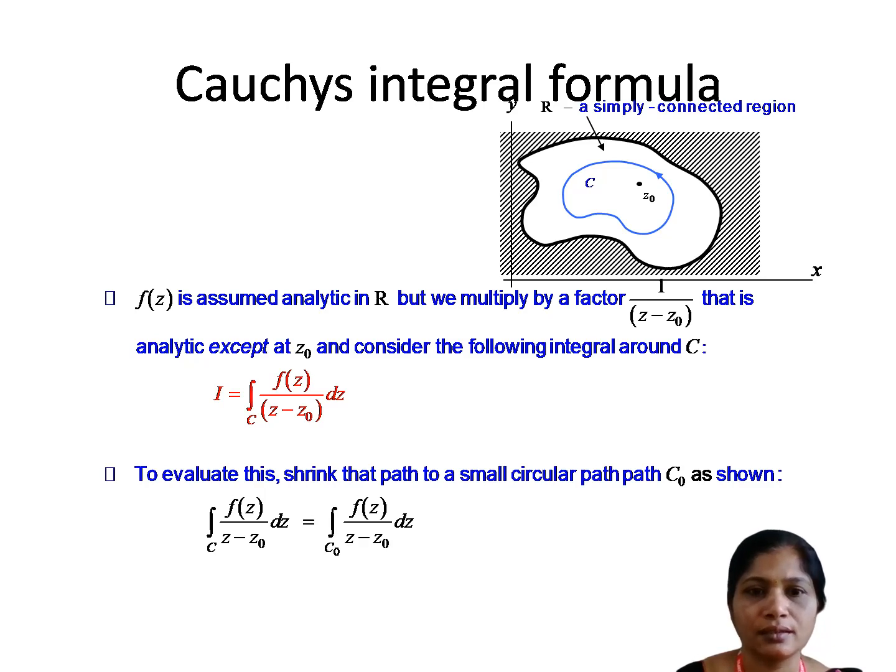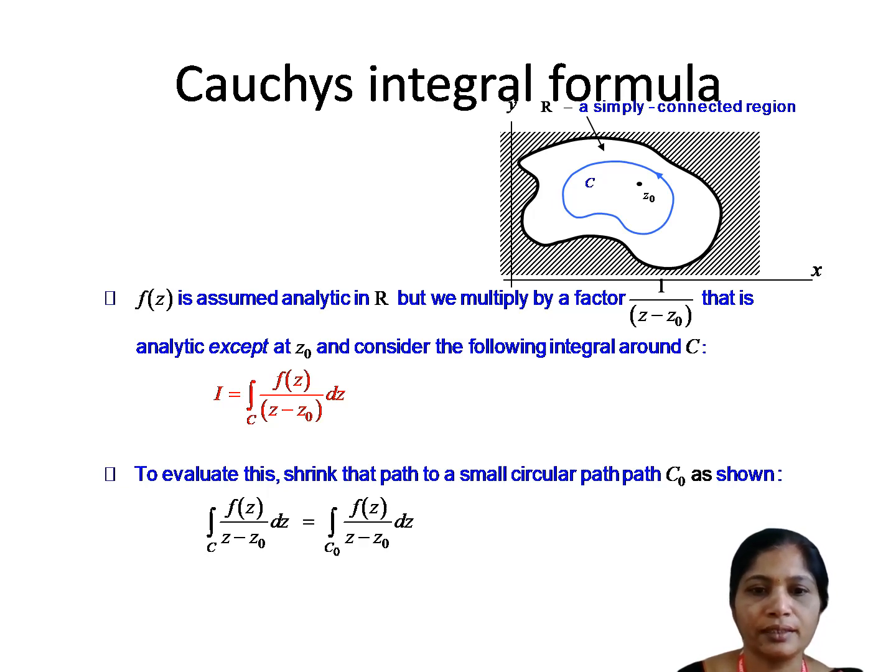Here f(z) is assumed to be an analytic function in the region R. This is a simply connected region. But we multiply by a factor 1 by (z minus z₀), that is analytic except at z₀, and consider the following integral around C, that is I is equal to the integral over C of f(z) by (z minus z₀) dz. Here C is a closed circle. Closed means the starting and end points are the same, and z₀ is any point that lies inside the circle.